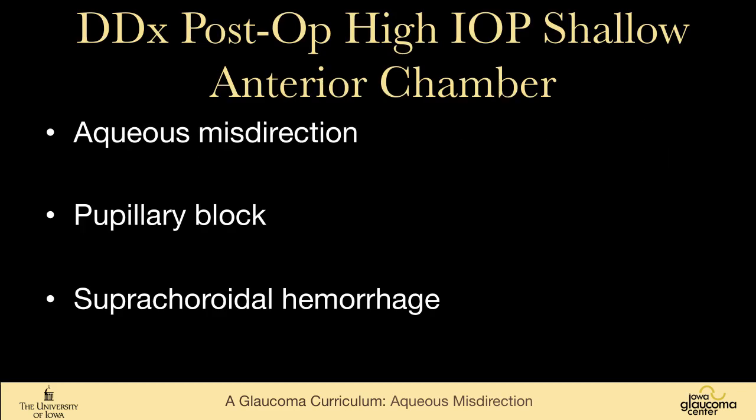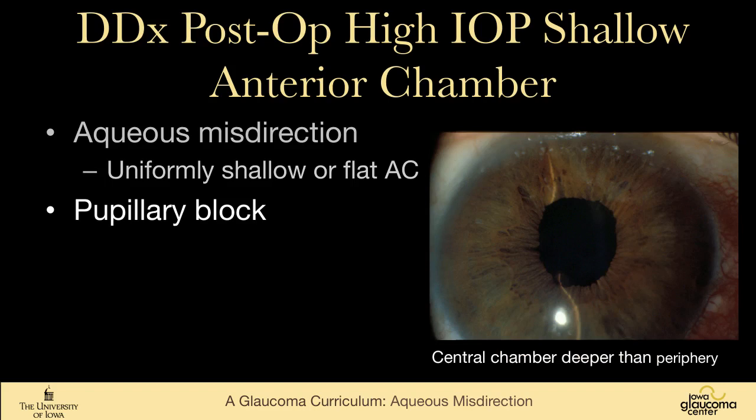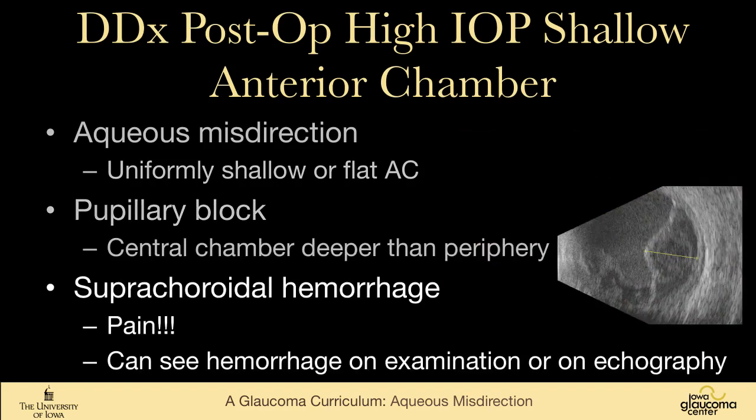It's useful to go through the differential diagnosis of a high intraocular pressure and a shallow anterior chamber in a postoperative patient. There are basically three things: aqueous misdirection, which we just talked about, with a uniformly shallow or flat anterior chamber. Pupillary block you see less often in a postoperative patient, but in these patients the central chamber is deeper than the periphery, and you can see here the iris bowed forward. And then a suprachoroidal hemorrhage, which can also have a very diffusely flat or shallow anterior chamber. The thing that really sets them apart is pain. And then you can see the hemorrhage on either examination or, in this case, on echography.